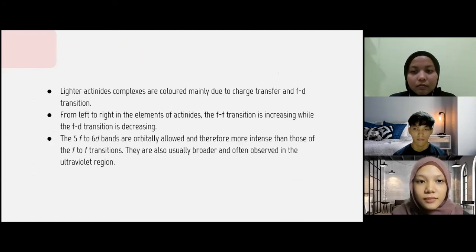Next. Then, lighter actinide complexes are colored, mainly due to charge transfer and f to d transitions. From left to right in the actinide elements, the f to f transition is increasing, while the f to d transition is decreasing. The 5f to 6d bands are orbitally allowed, and therefore more intense than those of the f to f transitions. They are also usually broader and often observed in the ultraviolet region.